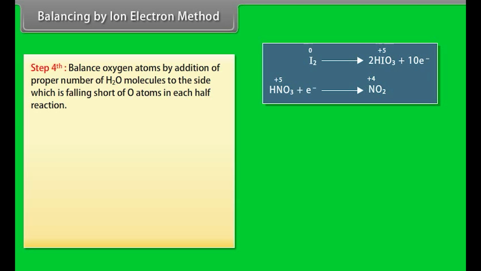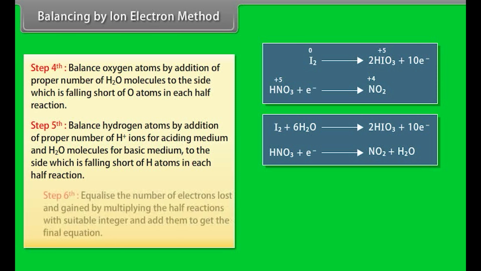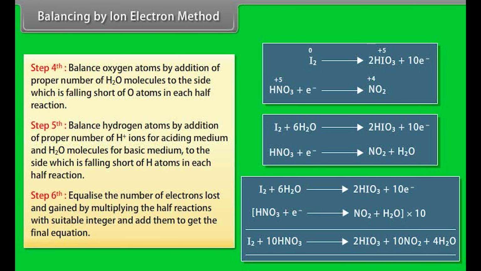Step fourth. Balance oxygen atoms by addition of proper number of H2O molecules to the side which is falling short of O atoms in each half reaction. Step fifth. Balance hydrogen atoms by addition of proper number of H+ ions for acidic medium and H2O molecules for basic medium to the side which is falling short of H atoms in each half reaction. Step sixth. Equalize the number of electrons lost and gained by multiplying the half reactions with suitable integer and add them to get the final equation.